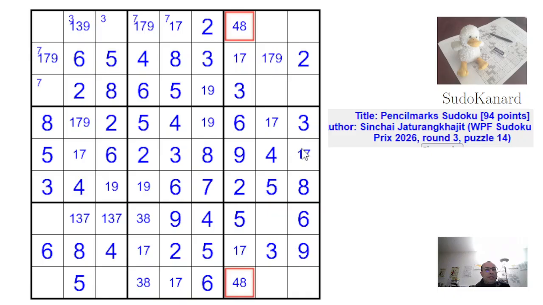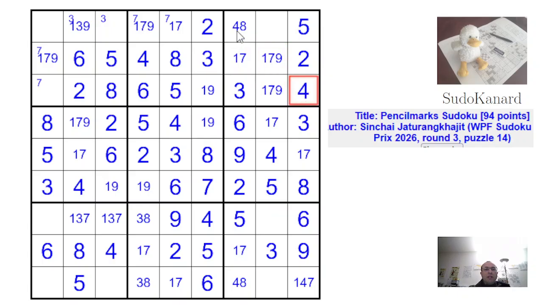This column still needs a 5. It's not in here, it's not in there. It also needs 1, 4, and 7. This row needs 1, 4, 7, 9. There's a 4 here. Oh, and that's a 1, 7, 9 triple.